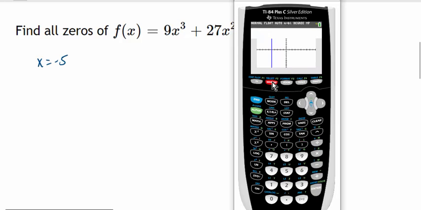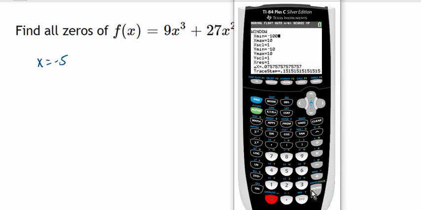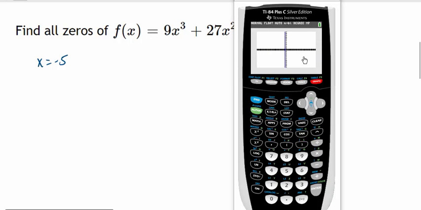If you want, you can go to your window, change your x-min and x-max from -100 to 100 to see if there are any more real zeros to this function, and this is the graph that I get. So at least with visual inspection, it doesn't seem that this graph crosses the x-axis for any x values between -100 and 100, besides x equals -5. That doesn't mean that the other 2 solutions aren't real. They just may be bigger than 100 or less than -100.